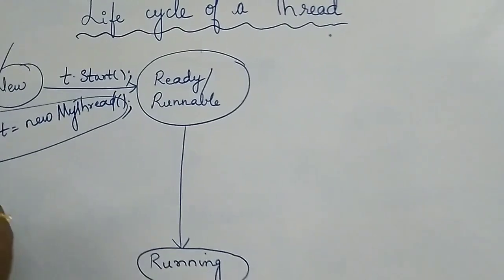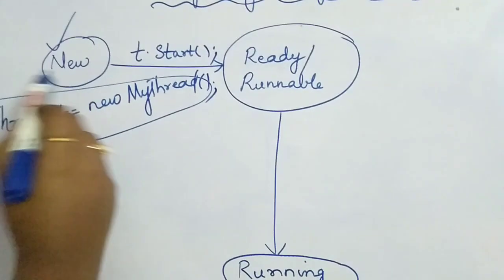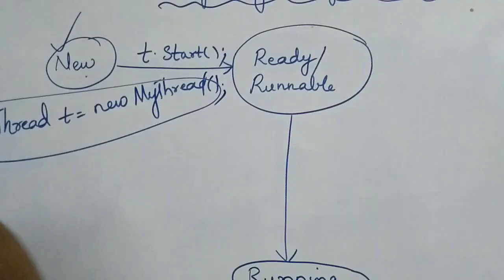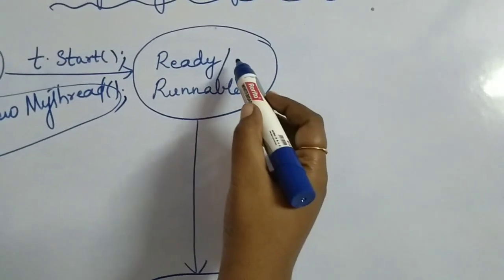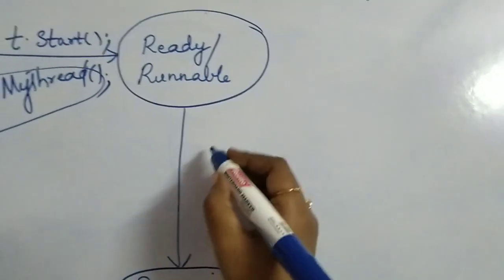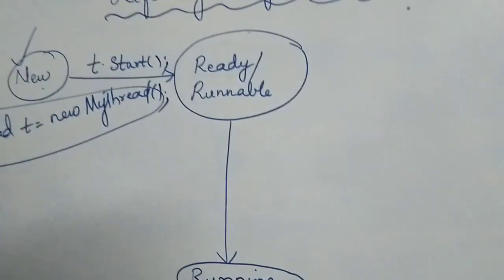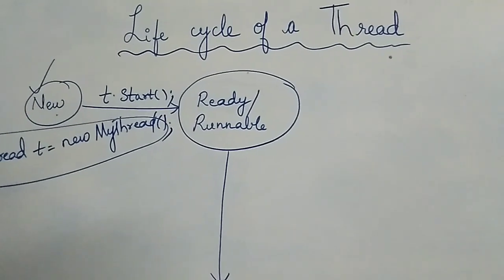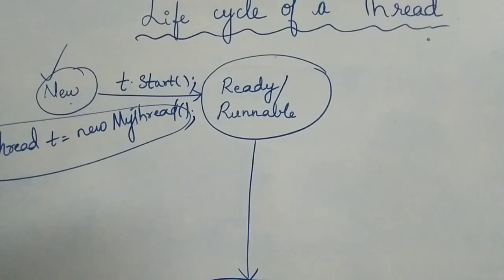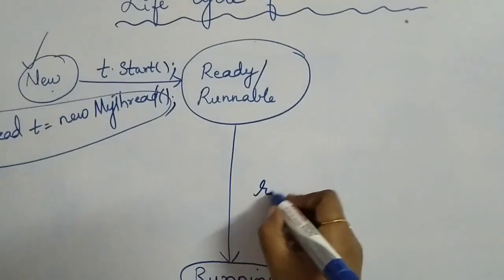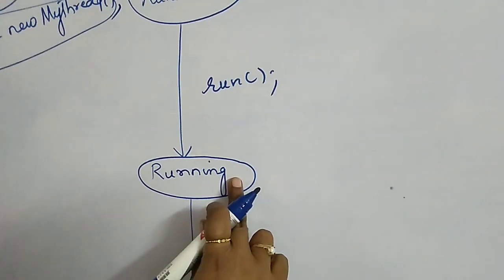When you say MyThread t = new MyThread, a new thread is created, which means the thread is in the new state. After that, when you say t.start, the thread is in the ready state or runnable state. Later, the start method will internally call the run method. We programmers will not write t.run; t.start itself implicitly calls the run method. So when the run method is called, the thread is in the running state.